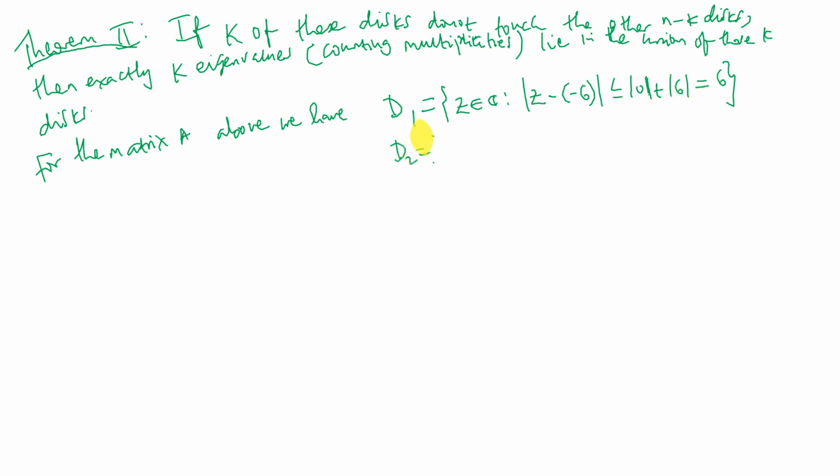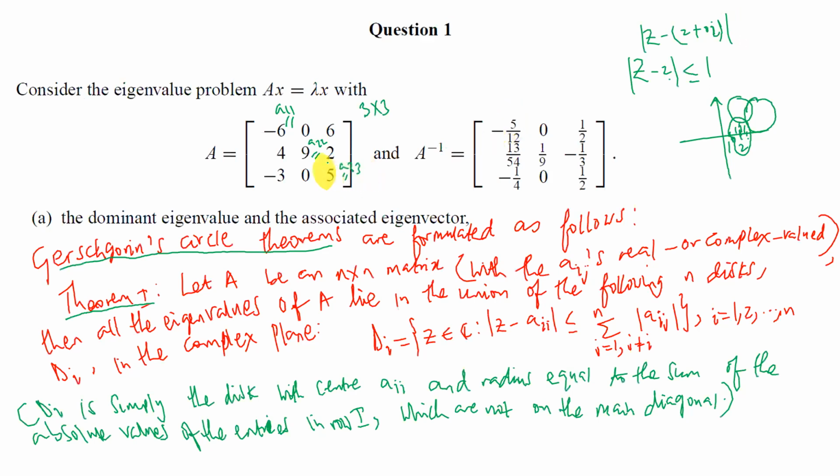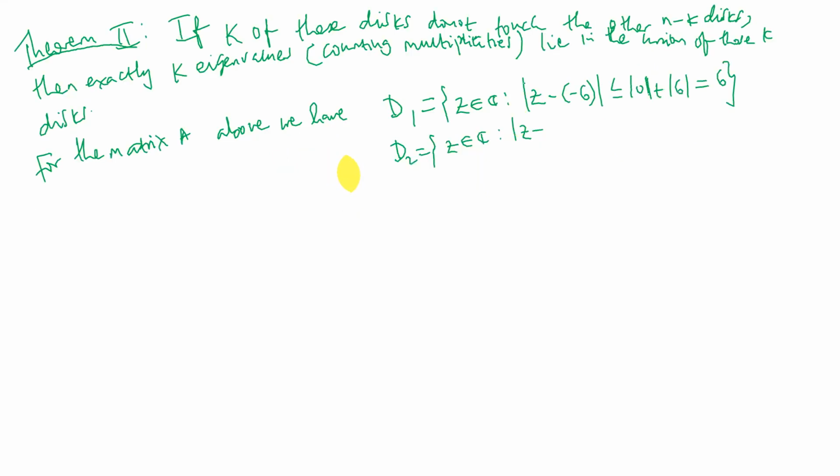All right, so you have D2, which contains z in the complex numbers, z minus A22, which is 9, but the off-diagonal entries are 4 and 2. You're going to say z minus 9, less than or equal to the sum of the modulus of each of the off-diagonal entries, 4 and 2, and the result is 6.